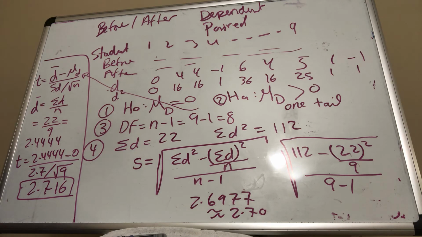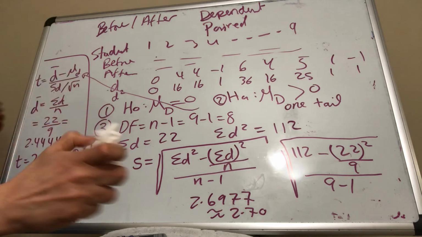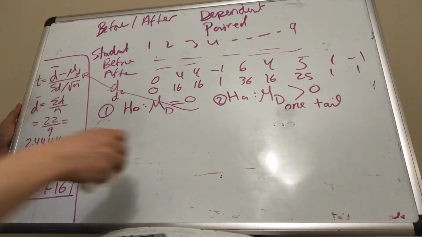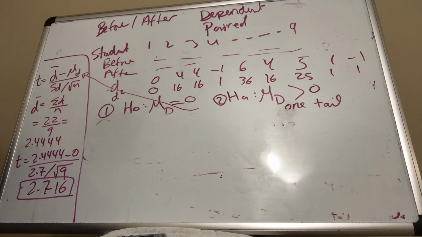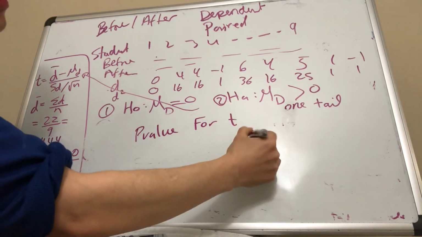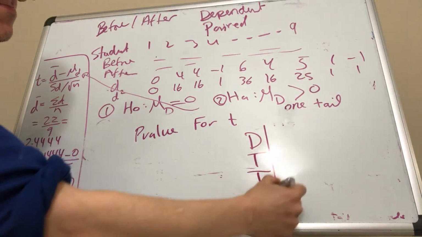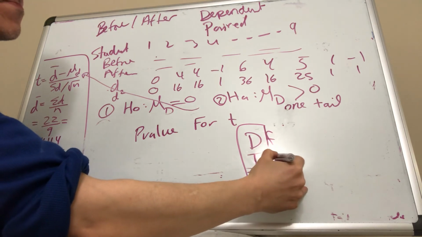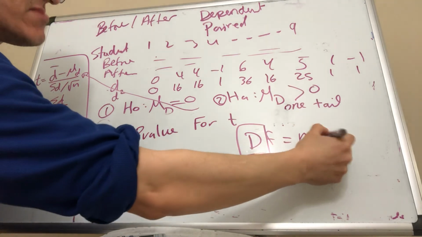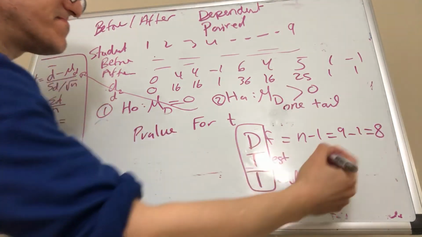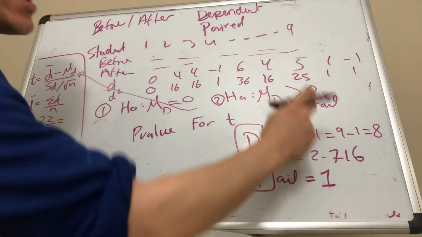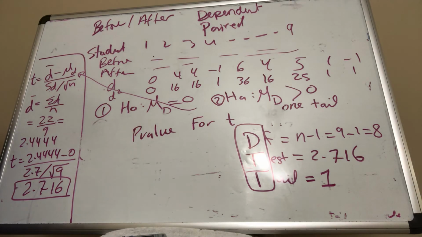The last question, two more questions. What's the p-value? We did the p-value question in the previous one. For the p-value of t, you need to do the DTT: degrees of freedom, test, tail. We know degree of freedom was n minus 1, 9 minus 1, 8. We just found the test statistic to be 2.716. And tail is 1 because you're testing for increase.